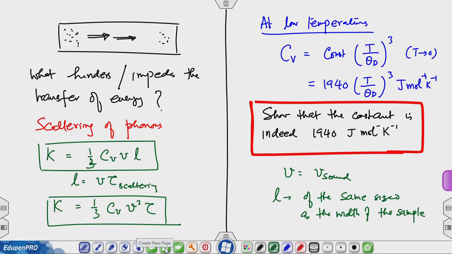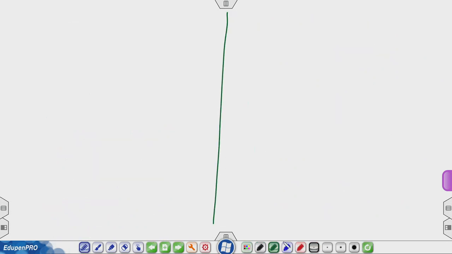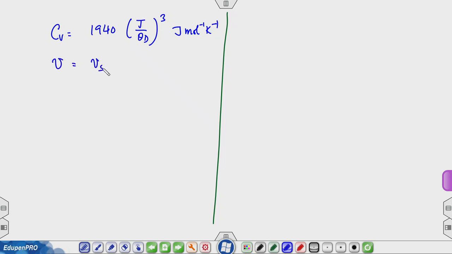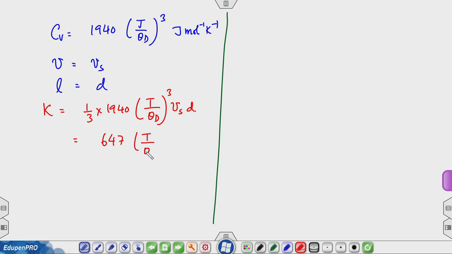So, what is going to happen is that you have C V equals 1940 T over theta D cubed joules per mole per degree Kelvin, V equals V s, and L equals the size of the sample, and therefore, the thermal conductivity is going to be 1/3 times 1940 T over theta D cubed V sound times D, which is 647 T over theta D cubed V s D watts per meter per degree Kelvin.